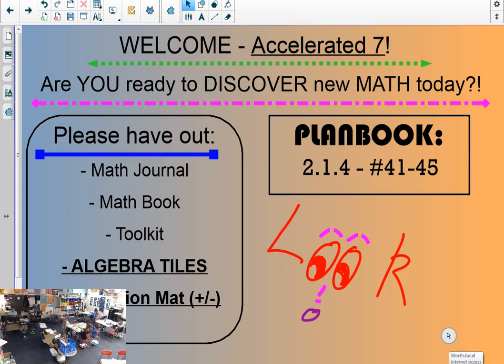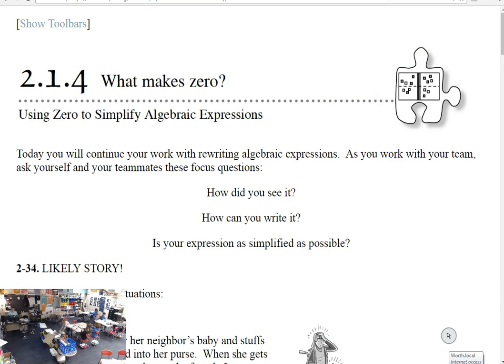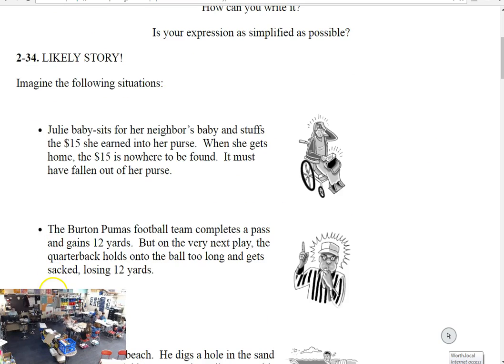All right. So if we all have everything we need, let's look at 34. So we're gonna look at these different situations. Julie babysits for her neighbor's baby and stuffs the $15 she earned into her purse. When she gets home, $15 is nowhere to be found.